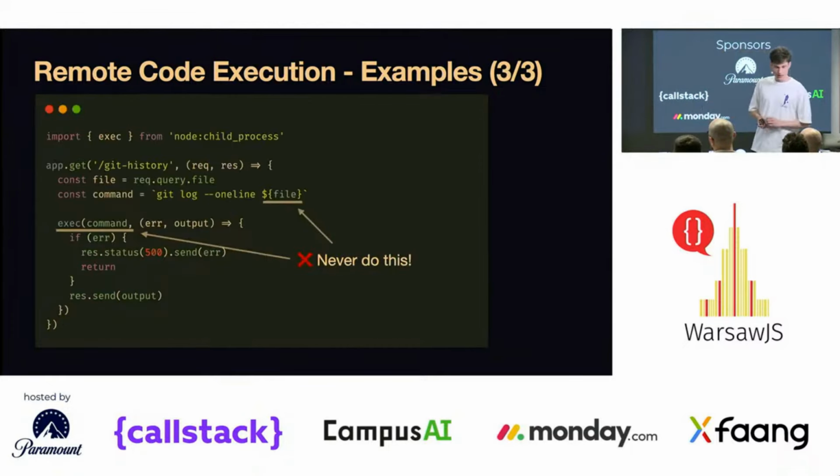And the most realistic example is this. Here we have an endpoint that is supposed to return Git history for a file that is provided by the user. It works, but it is vulnerable. If a user, instead of a file name, passes some shell command, it will get executed by the JavaScript process and your application would be hacked.